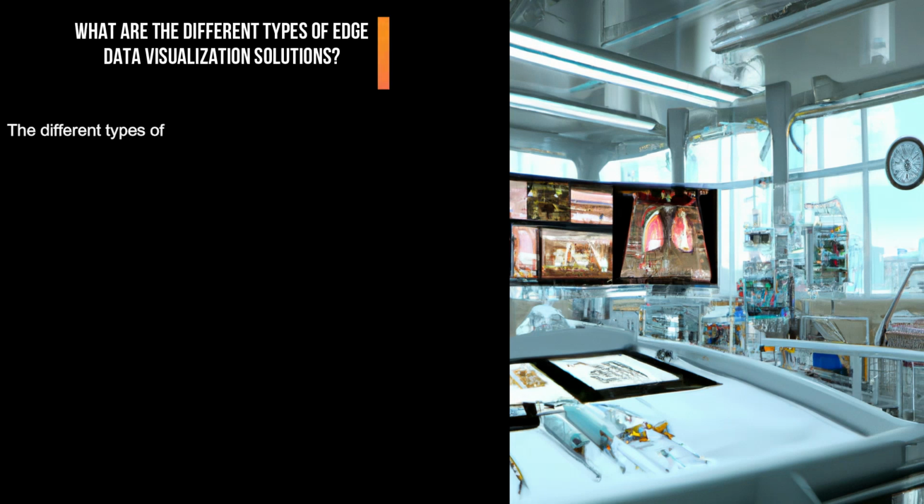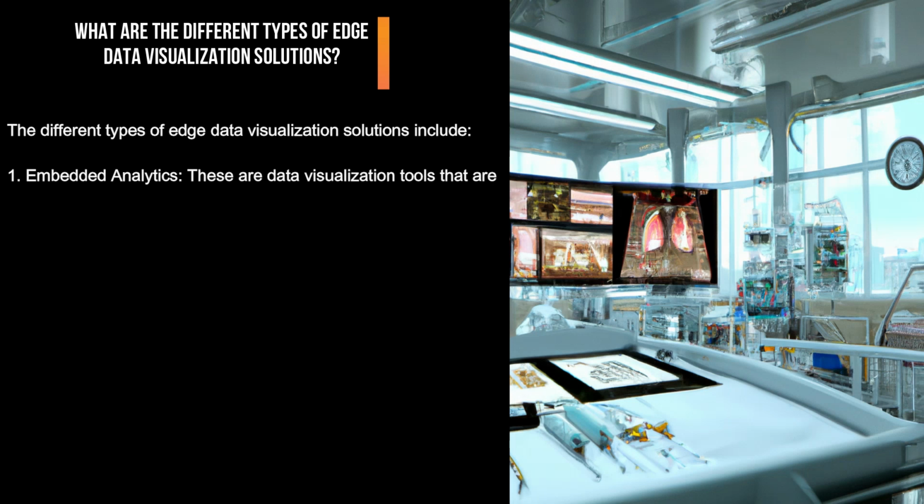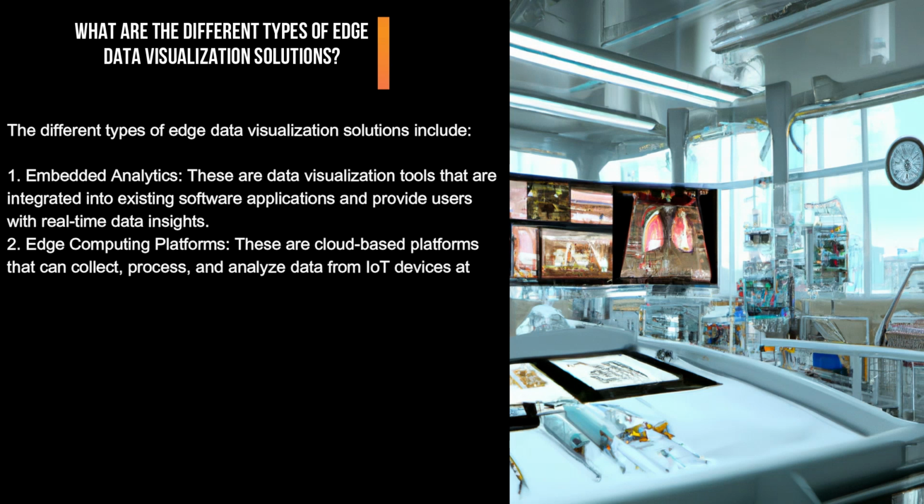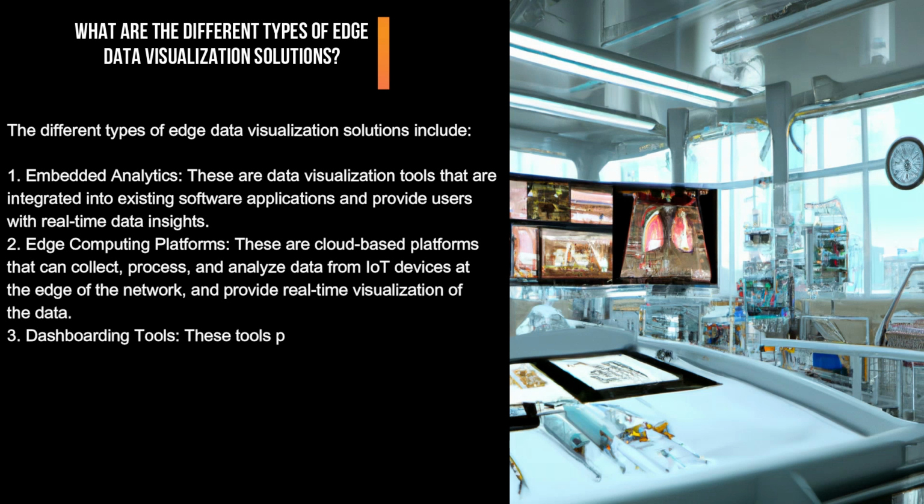What are the different types of edge data visualization solutions? The different types of edge data visualization solutions include: 1. Embedded analytics. These are data visualization tools that are integrated into existing software applications and provide users with real-time data insights. 2. Edge computing platforms. These are cloud-based platforms that can collect, process, and analyze data from IoT devices at the edge of the network and provide real-time visualization of the data.